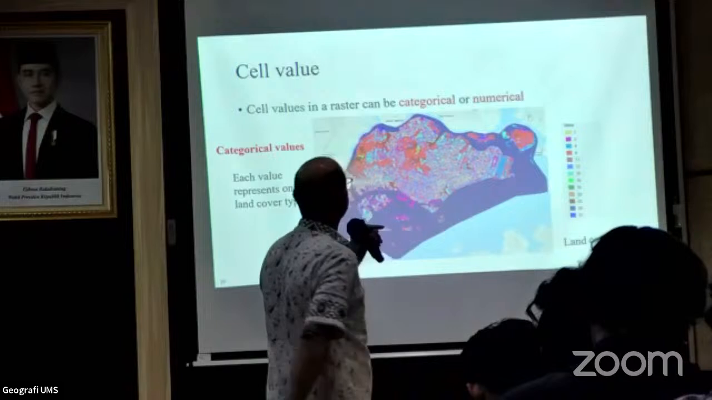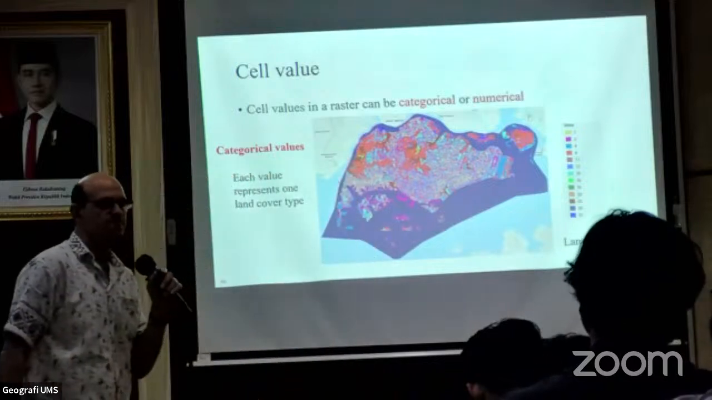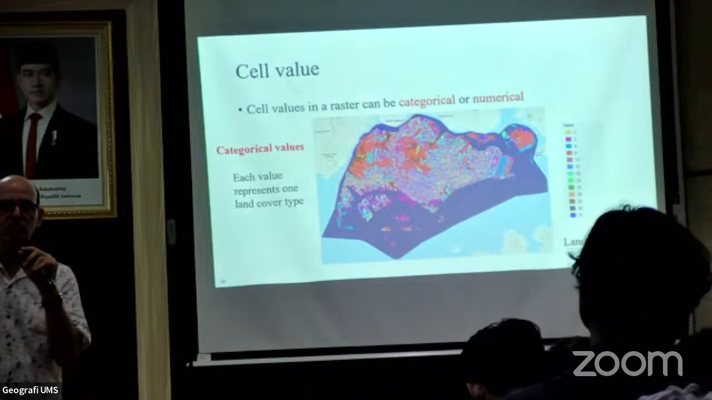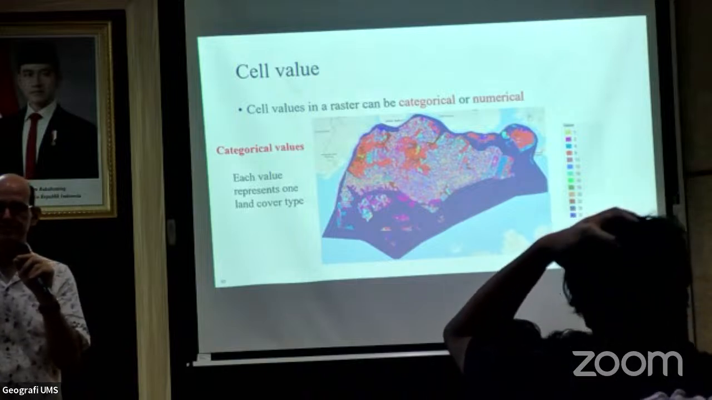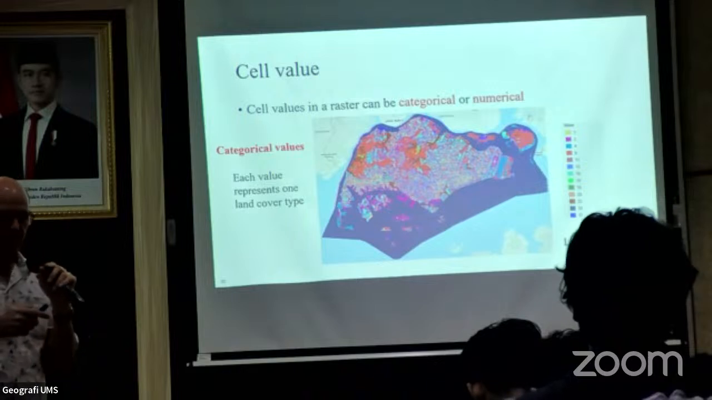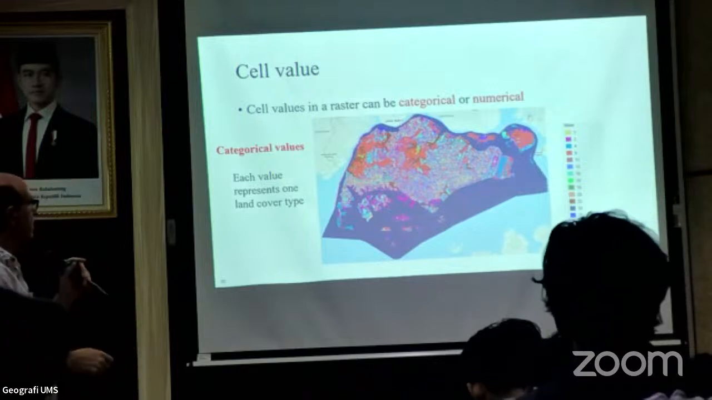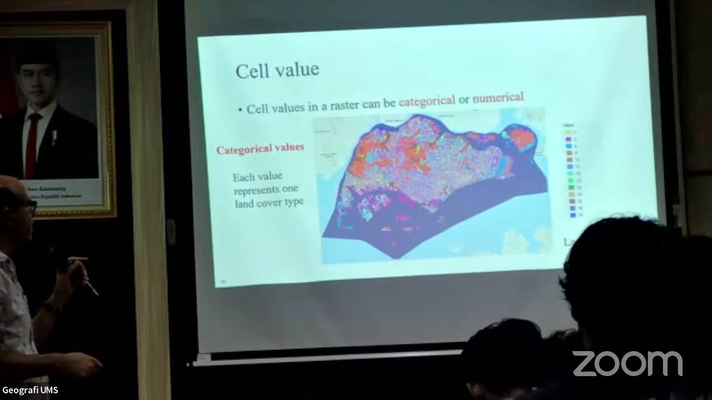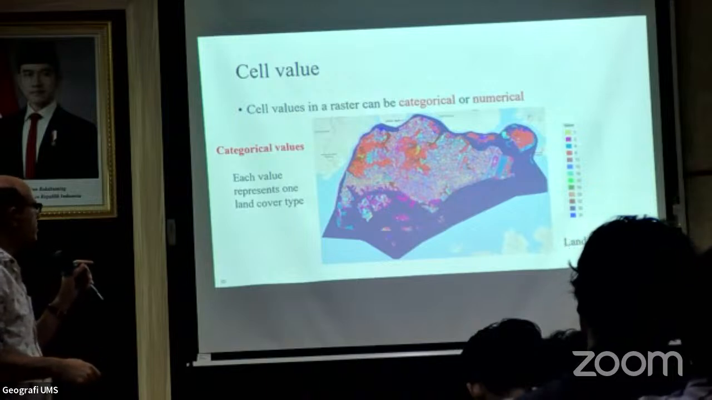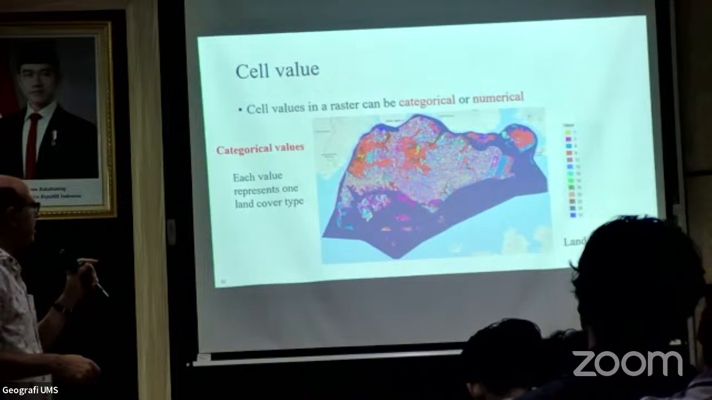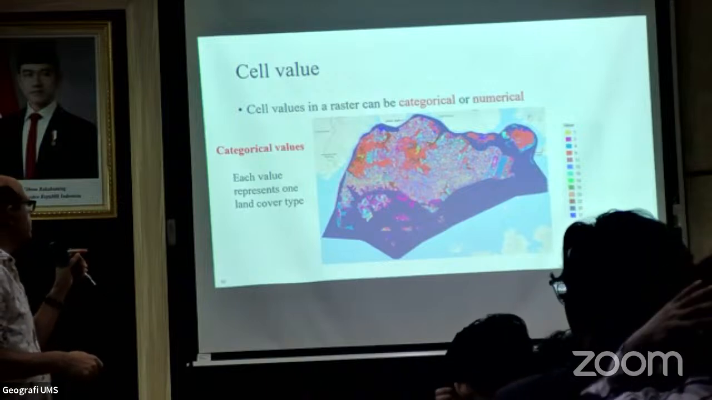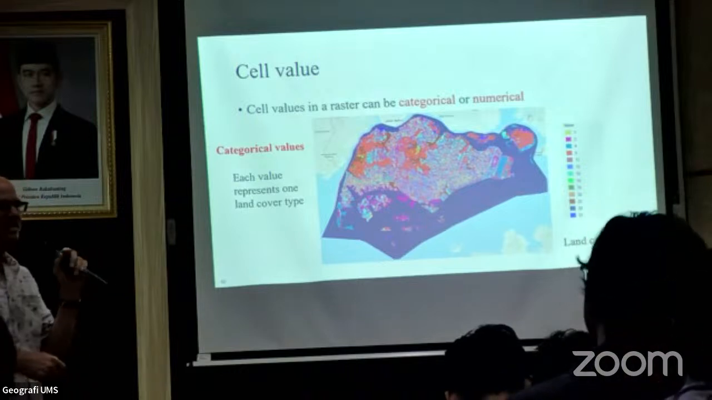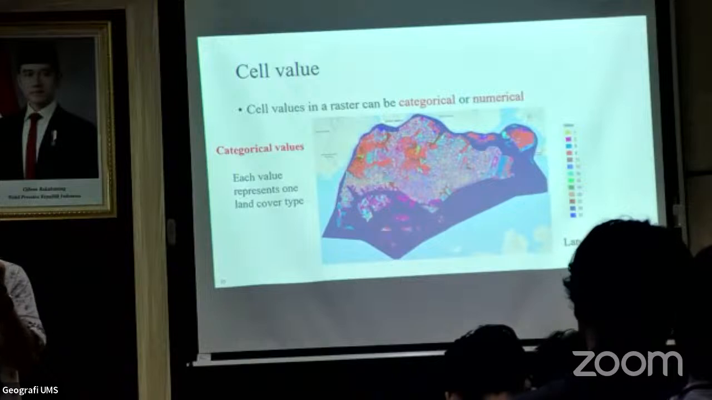What do you see here? It was an image downloaded from Google Earth, right? And then we identified the pixels, and we gave different pixels a value 1, 2, 4 till 31, and each value has a characteristic color. So it's giving a phenomenon. It's giving the different land cover types of Singapore.